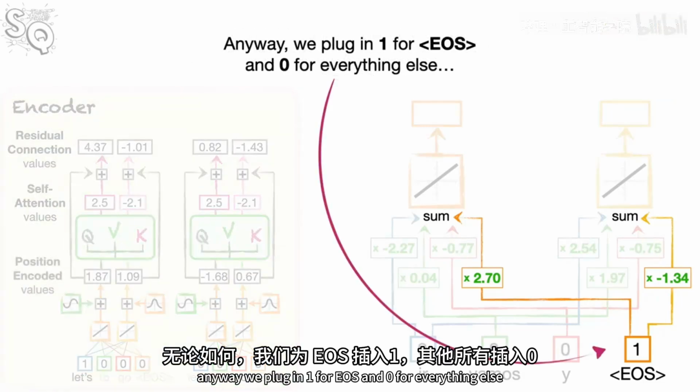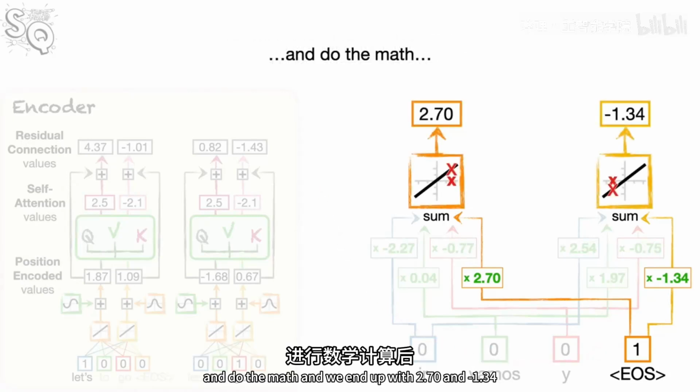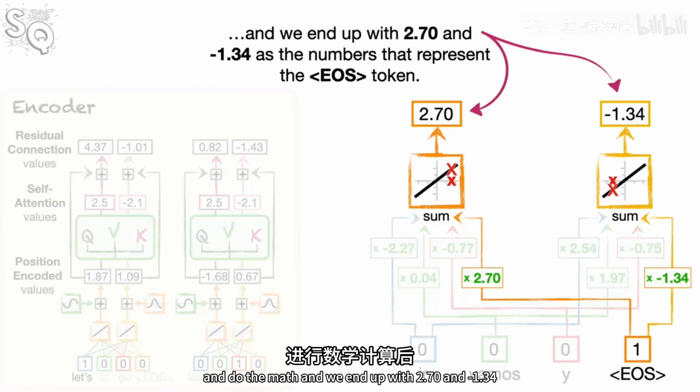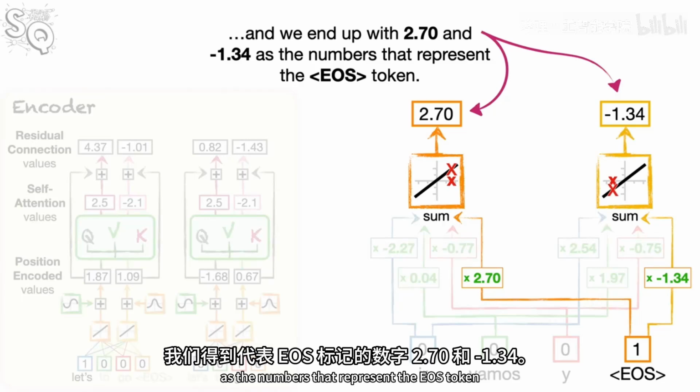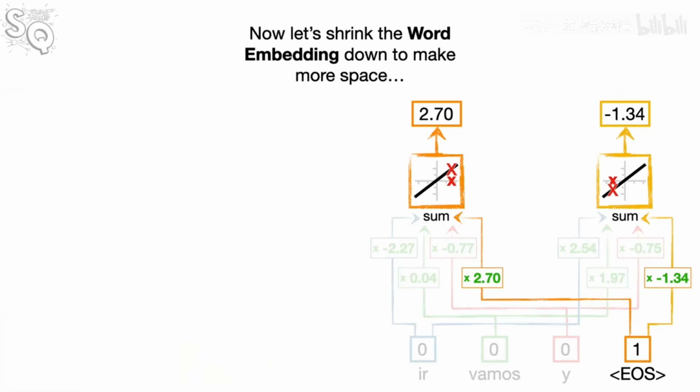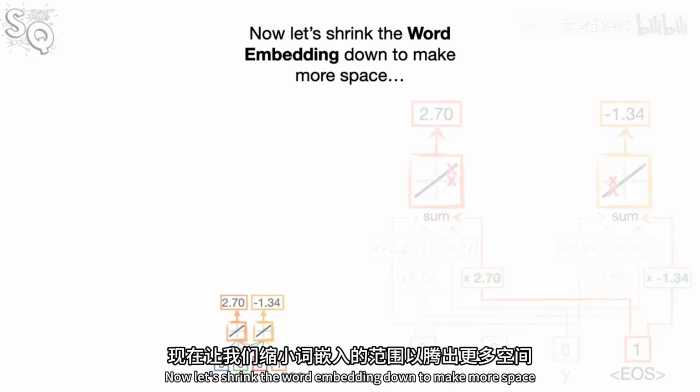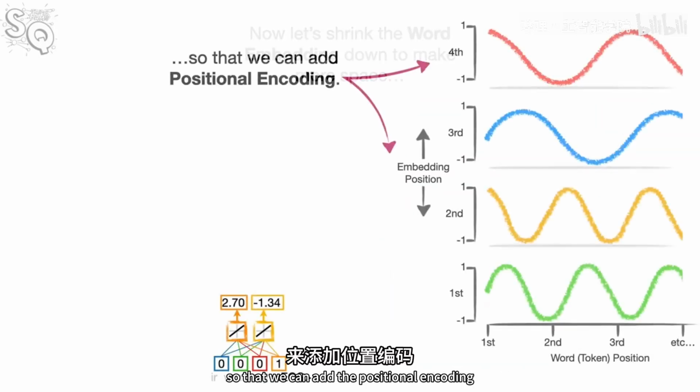Anyway, we plug in 1 for EOS and 0 for everything else, and do the math. And we end up with 2.70 and negative 1.34 as the numbers that represent the EOS token. Bam! Now let's shrink the word embedding down to make more space, so that we can add the positional encoding.